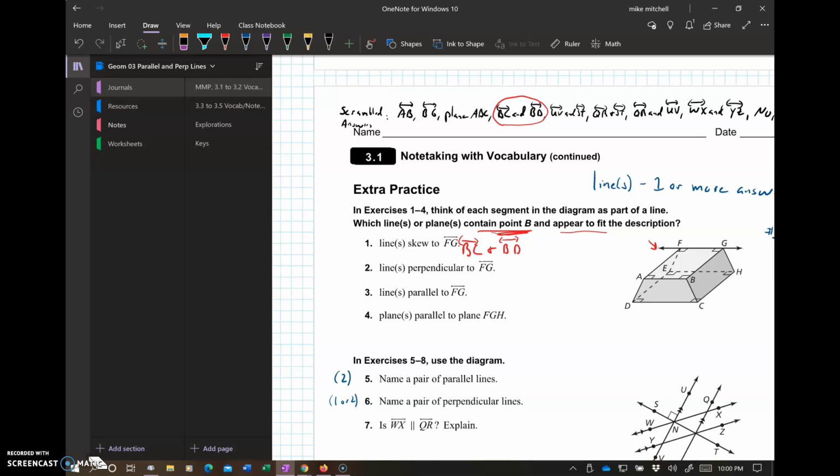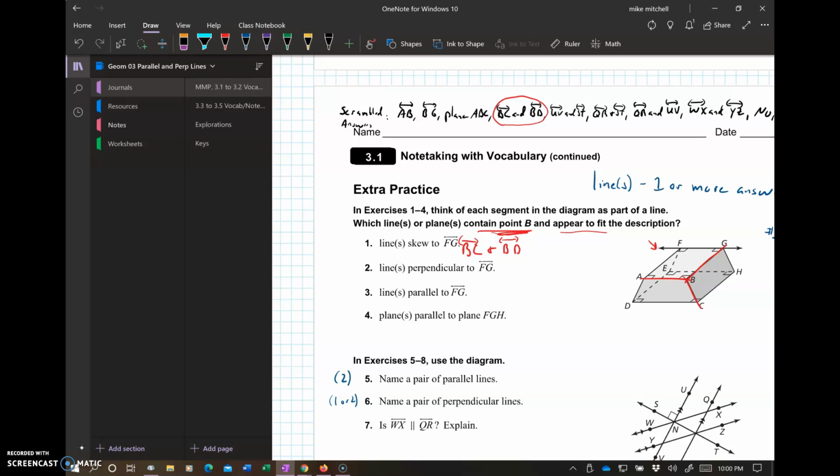Lines perpendicular to FG. Again, it has to contain point B. There's only going to be one of those. But again, you got those same 3 choices. You got this line, you got this line, you got this line. I guess they're using this one too. I don't know what else. Parallel to FG. I think that's only going to have one answer.